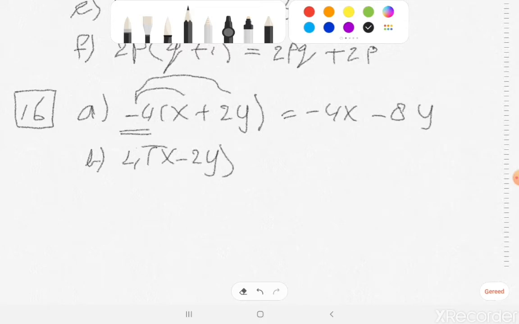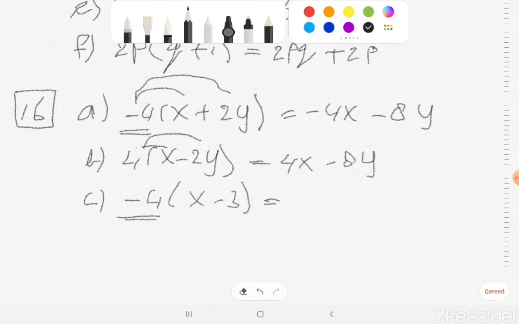And exercise B, 4 times x minus 2y. 4 times x is 4x. And 4 times minus 2y is minus 8y. Exercise C, minus 4 in front of the brackets, x minus 3. So minus 4 times x is minus 4x.